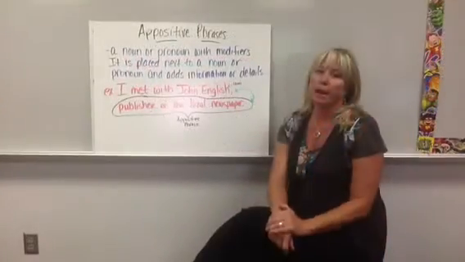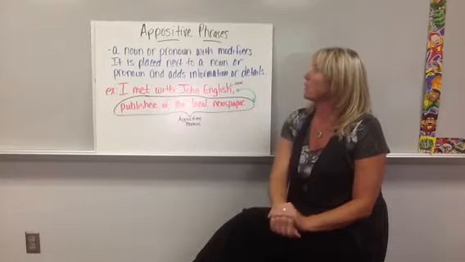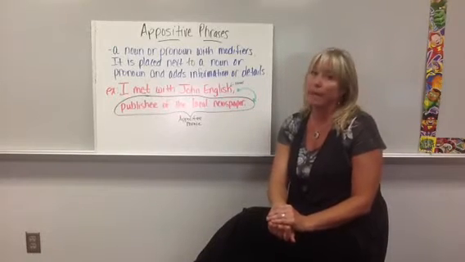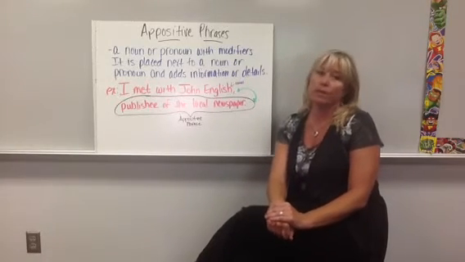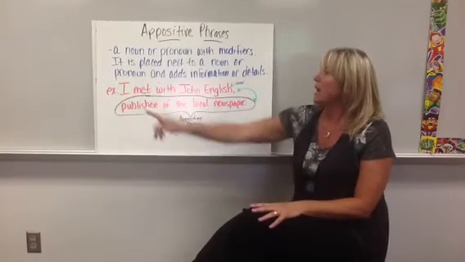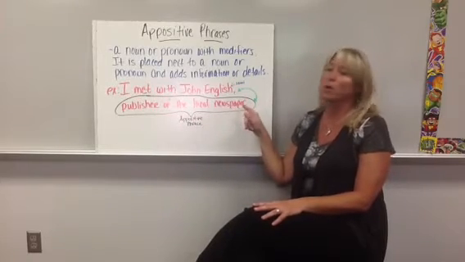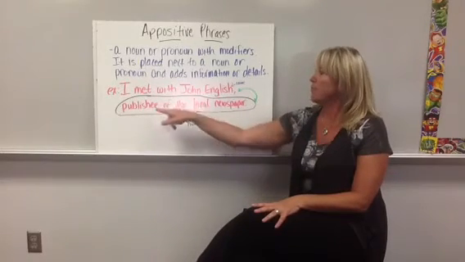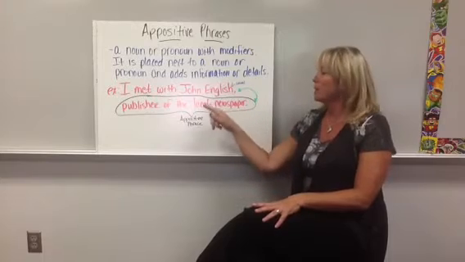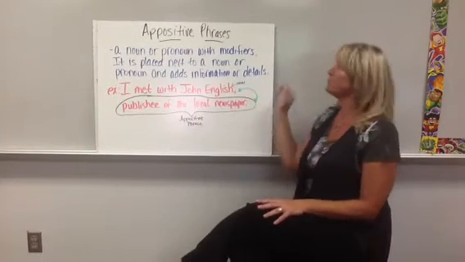What we're going to talk about now is appositive phrases. An appositive phrase is a noun or pronoun with modifiers. It's placed next to a noun or pronoun and adds information or details to it. Our example would be, "I met with John English, publisher of the local newspaper." Your appositive phrase is "publisher of the local newspaper" because it renames or gives details to the noun John English.